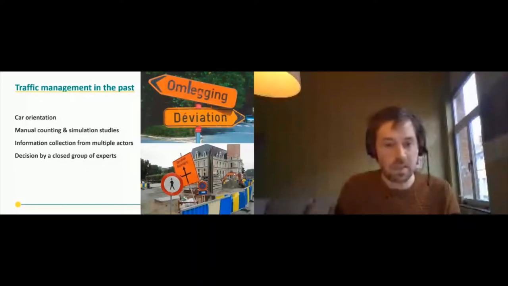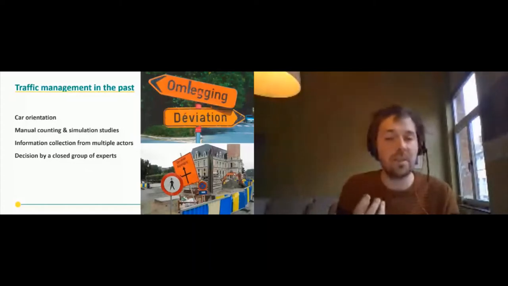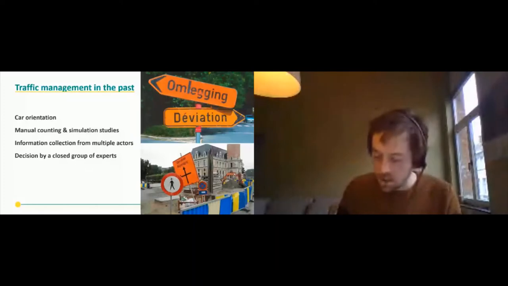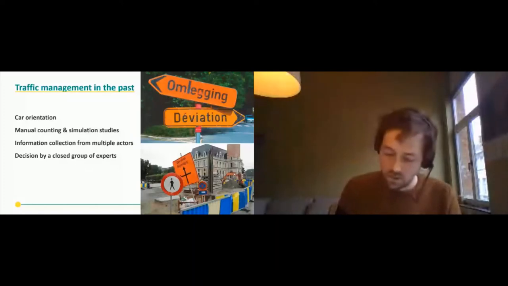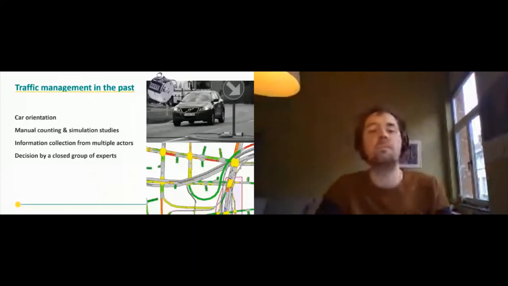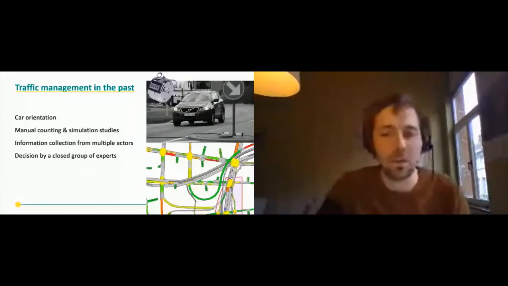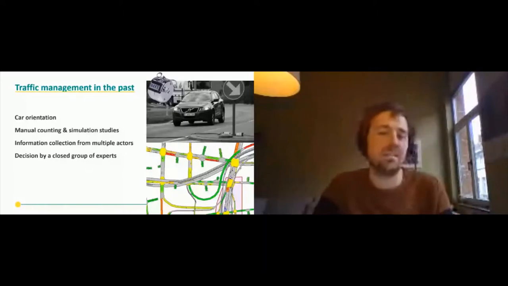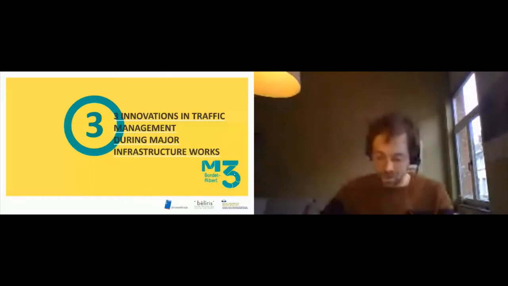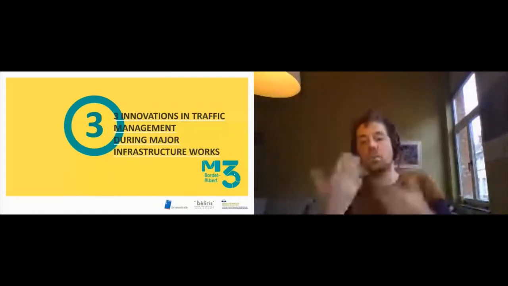The last element is that the decisions were made by a closed group of experts, such as the administrators, engineers, the contractors, the police department. And so we want to make this more open. And the question is, how can we involve more people about not so sexy thing as public works? So I will show you three changes in traffic management and how we try to cope with it.